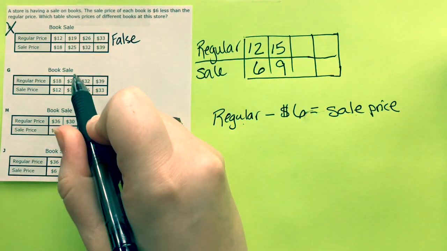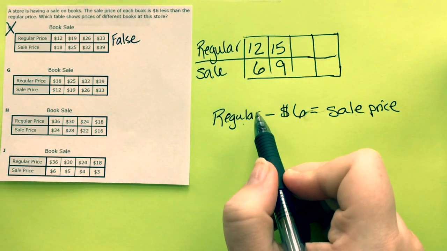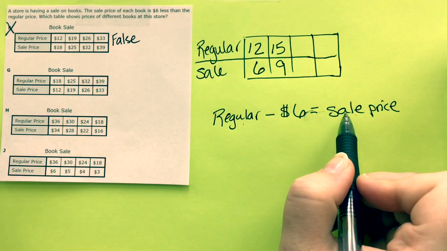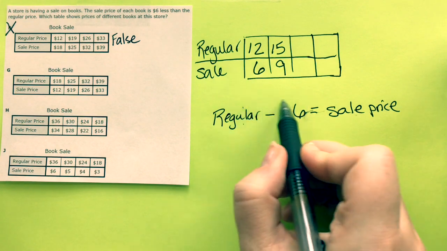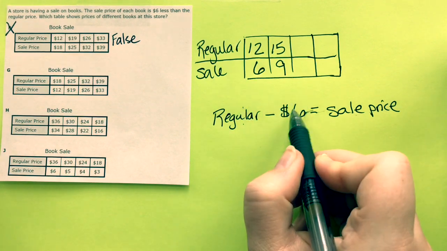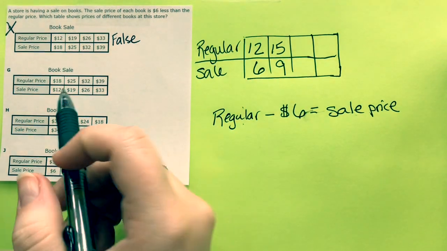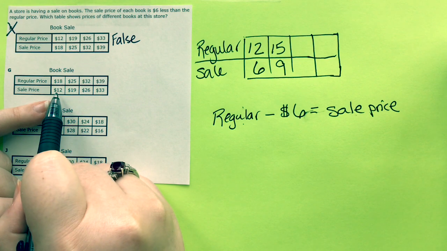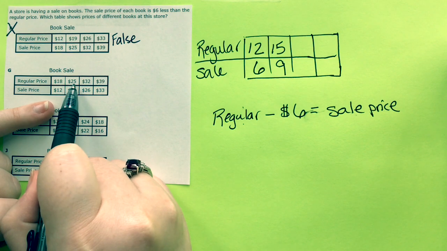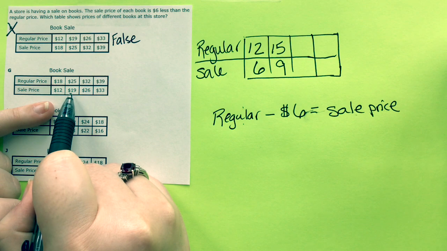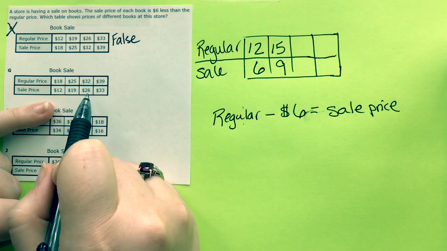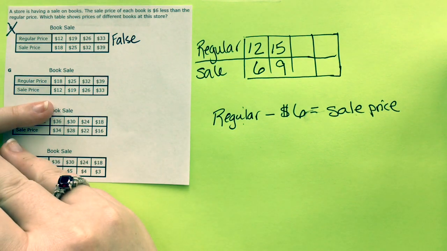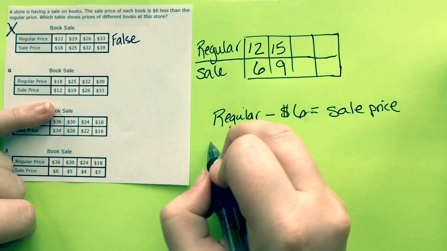So now I can look at these option choices and see which one has a rule and a formula of the regular price minus $6 to give me that sale price. This is our input. Our rule is the minus 6, and our output is our sale price. Okay, so let's look. 18 minus 6 is that 12. 25 minus 6 is that 19. 32 minus 6 is that 26. 39 minus 6 is that 33.